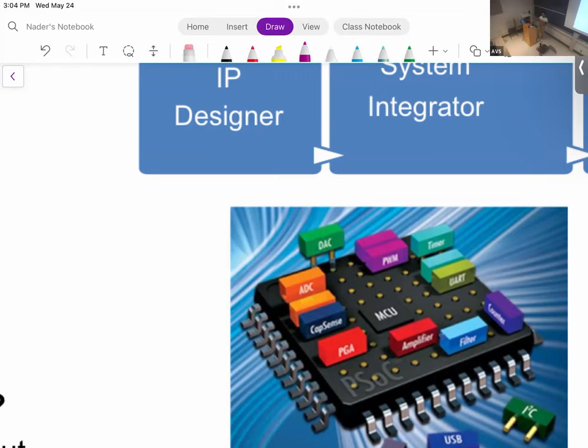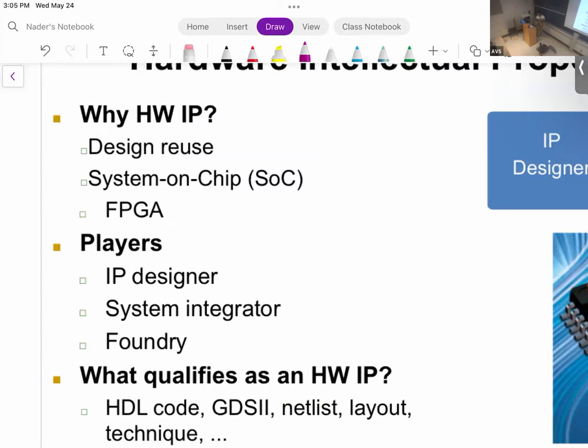Although, for example, companies like Apple these days are trying to go back to the traditional method of building everything themselves. But most companies are only a system integrator. They're really not building anything themselves. They're just outsourcing all these different chips to different companies, and then they just integrate them all together. Okay. As I said, the players are the IP designer, integrator, and foundries. And what is a hardware IP?